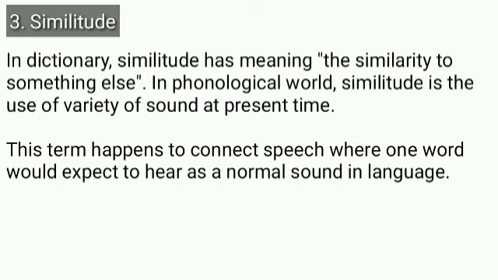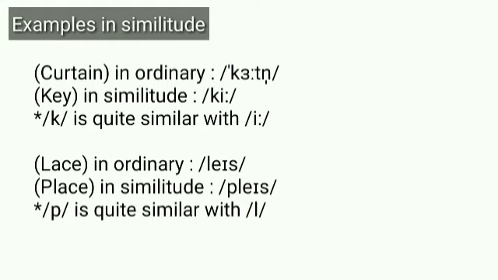The third is similitude. In the dictionary, similitude has the meaning of similarity to something else. In the phonological world, similitude is the use of a variety of sounds at the present time. This term happens in connected speech where one word would be expected to have normal sounds in the language. Example: in similitude, we have the word curtain. In ordinary curtain, the k sound is pronounced as k.